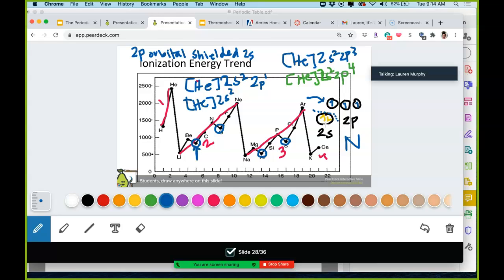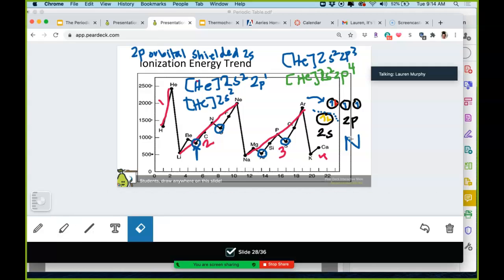Okay. And we know that nitrogen is pretty stable, half full right here and full right here is stable. So this is nitrogen, pretty stable. And then for oxygen though, we do this. There's one extra electron there because it's 2p4. So now this is oxygen.